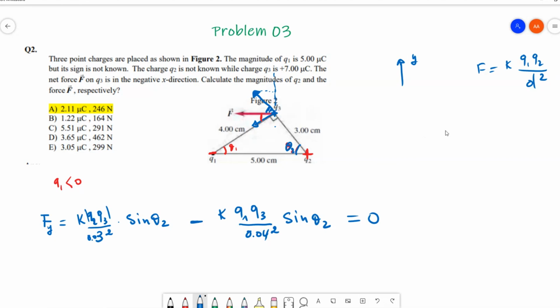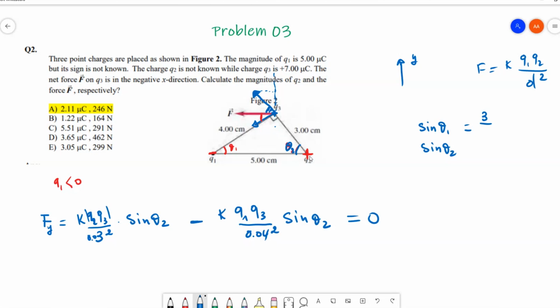Now we need to define sine θ1 and sine θ2. I will use the triangle here. In this triangle, the sine function should be equal to 3 over 5.